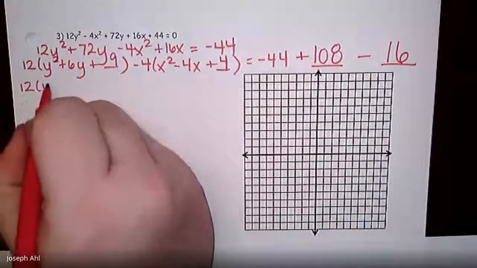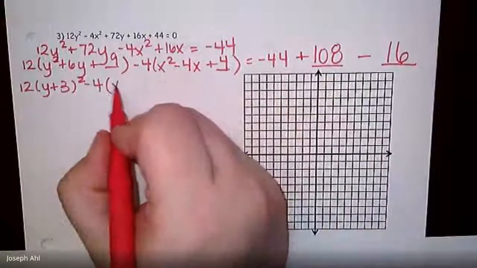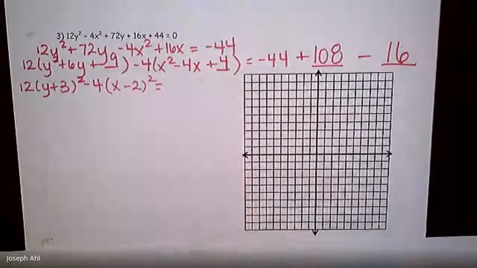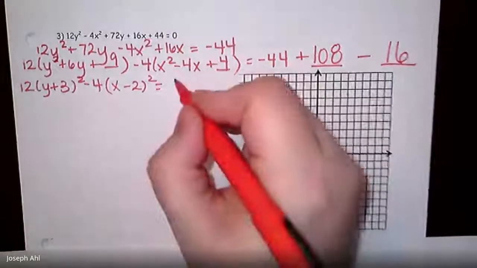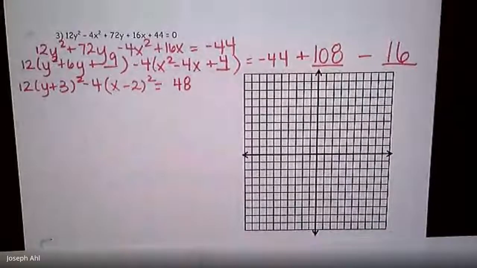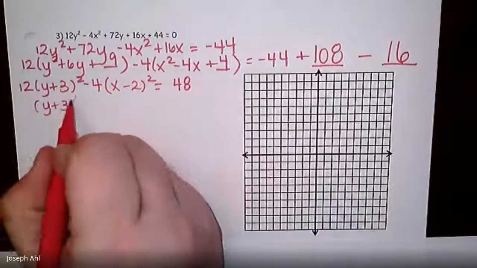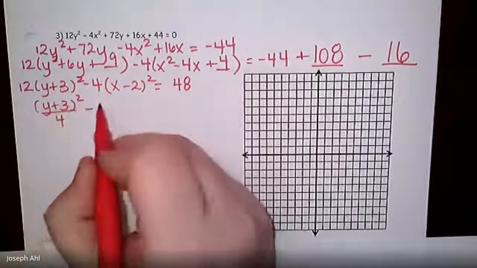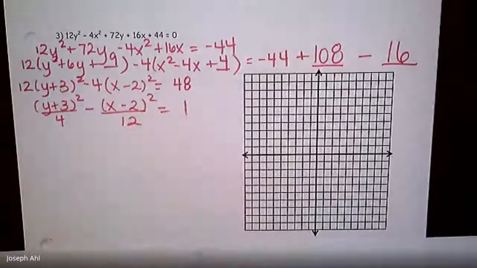This becomes 12 times (y plus 3) squared minus 4 times (x minus 2) squared equals, and again, I'm pretty confident 12 times 9 is 108. It is. Minus 16 minus the 44, though, is a total of 48. And we're not super surprised because 12 times 4 is 48. But if you divide by the 48, you would get (y plus 3) squared over 4 minus (x minus 2) squared over 12 equals 1.